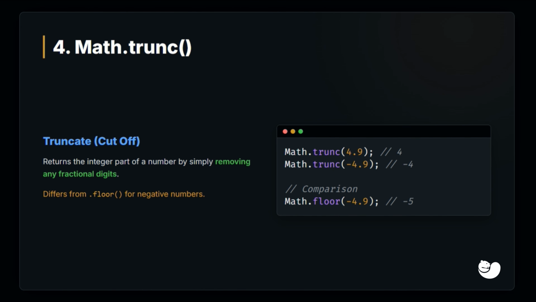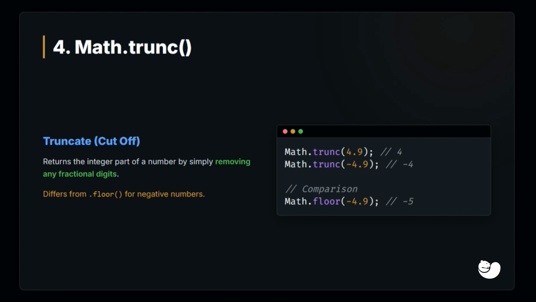Sometimes you do not care about rounding logic, direction, or the number line. You simply want to discard the chaos of the decimal and keep the clean integer. Math.trunc is the tool for this specific job. It performs a pure truncation, surgically removing any fractional digits without any mathematical rounding.